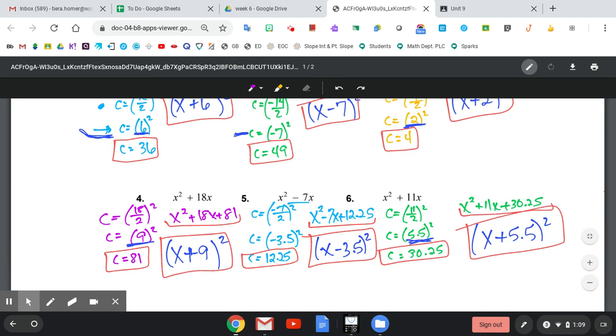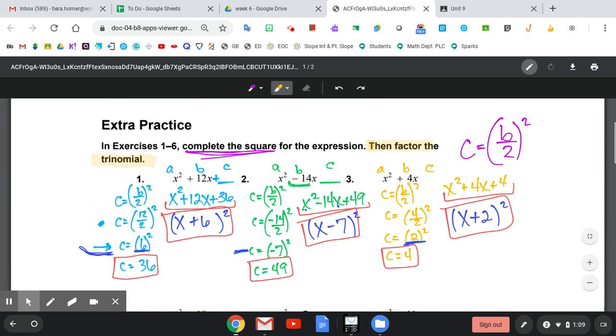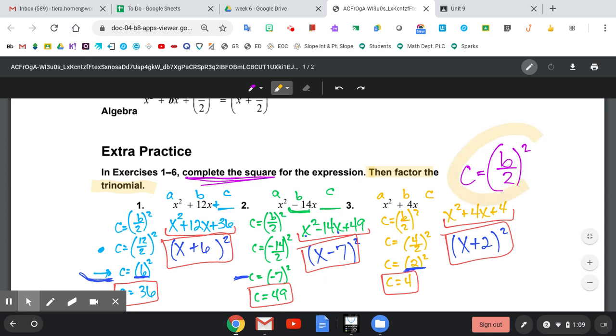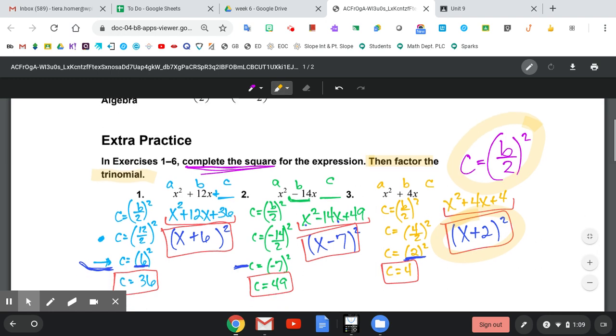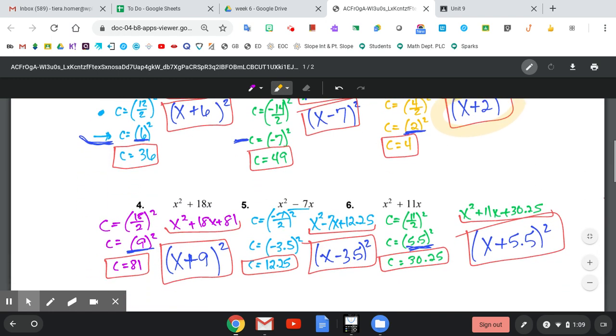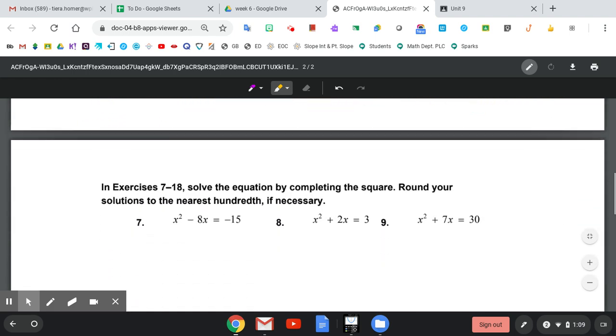Alright guys, so we're going to finish up these notes this week on solving by completing the square. Last week and the week before, we learned how to find our C value to make it a perfect square trinomial. And once we found our C value, we were then able to factor it. So now we're going to do the next step, which is to solve an equation for that x. So let's scroll down.